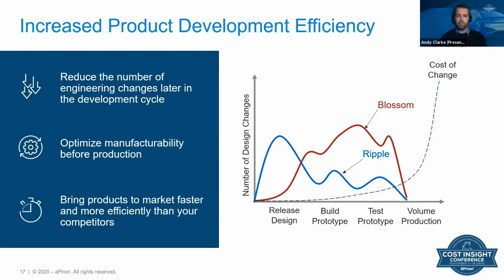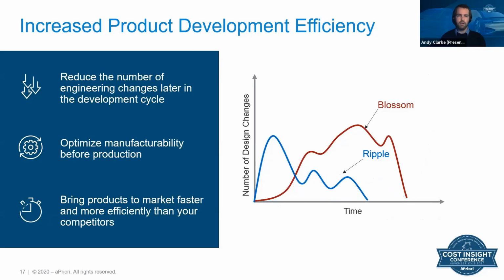But if we change the x-axis here from stages of design and plot it as time, what we can see is the ripple approach actually allows you to come to market faster, investing less money in development and allowing you to save costs. So we look at reducing the number of engineering change cycles late in the development cycle, optimize manufacturing before production, and help you bring products to market faster.